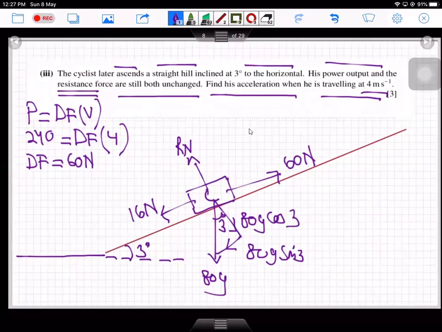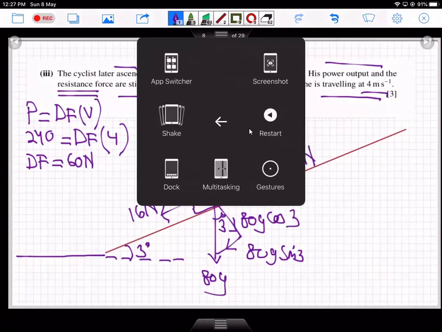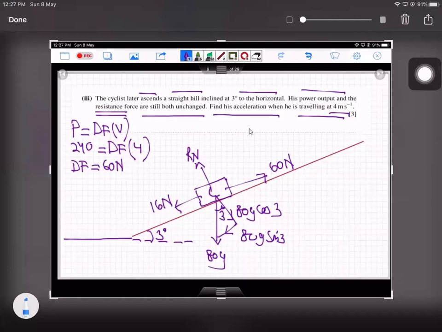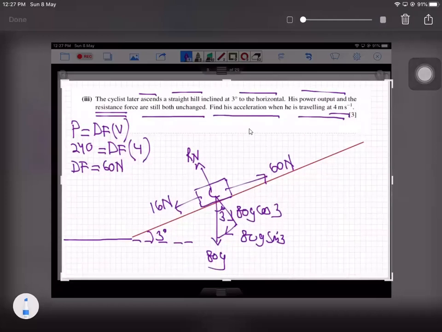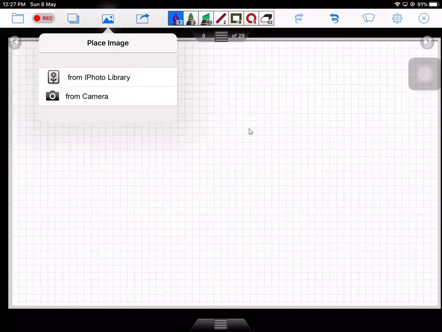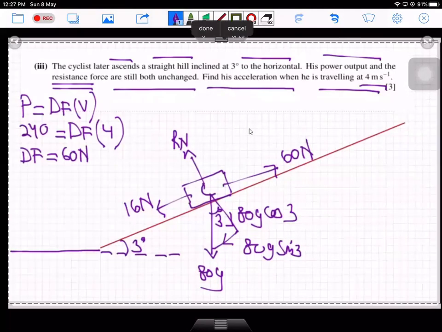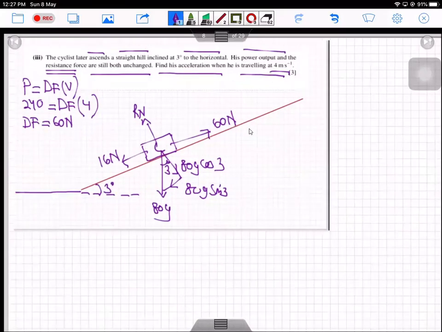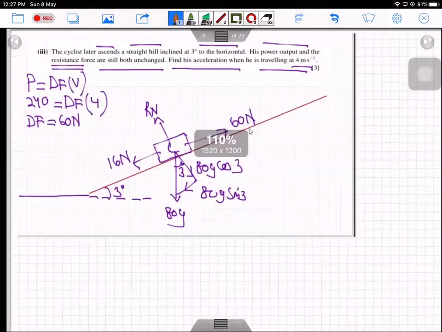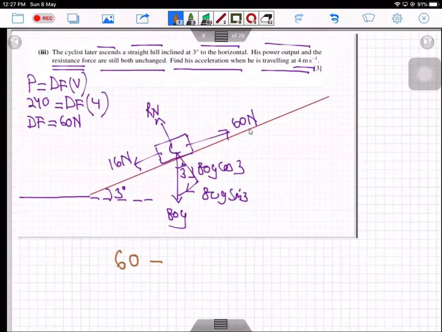We need to find the acceleration. Now you know what you need to do. Use Newton's second law of motion. Net force is equal to mass times acceleration. So 60 minus 16 is equal to mass times acceleration. Oh, sorry. And one more component, 80 g sine 3 as well, which is along the plane, acting downwards. So 60 minus 16 minus 80 g sine 3 is equal to 80 times A.